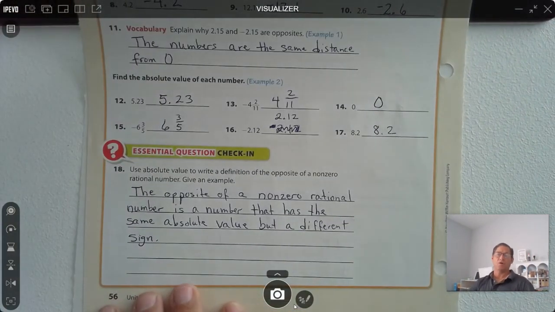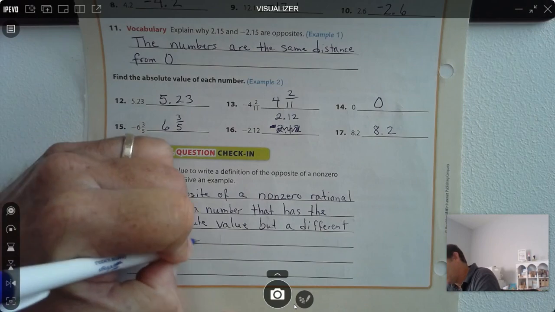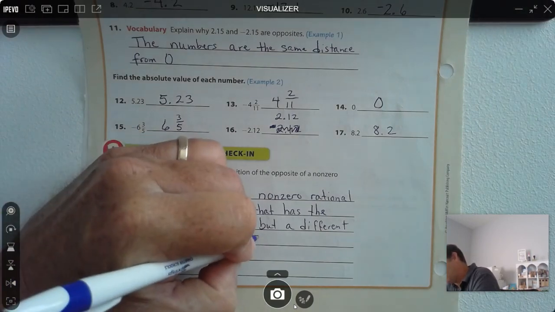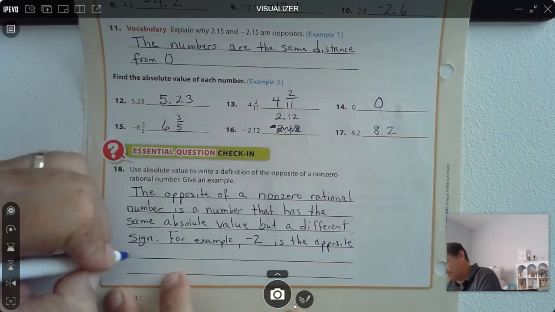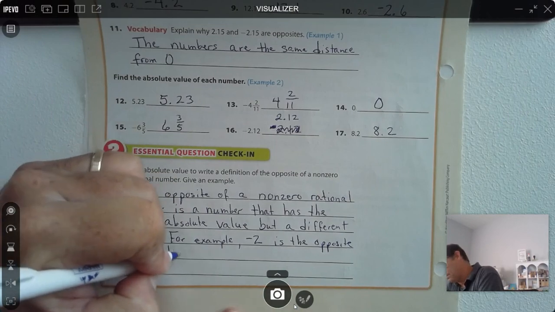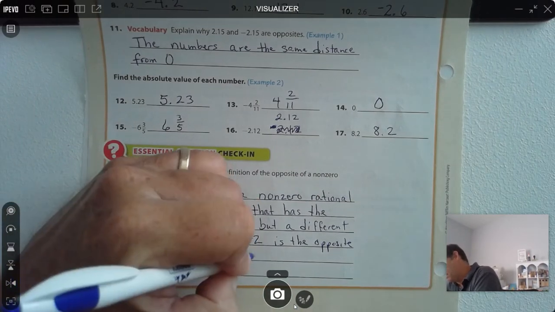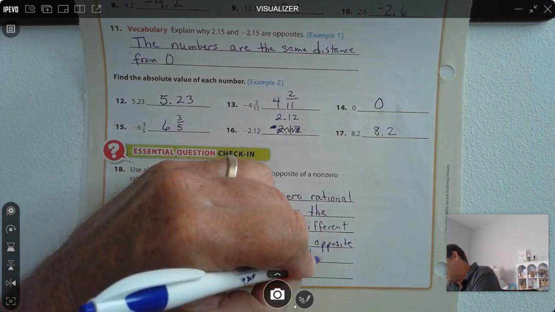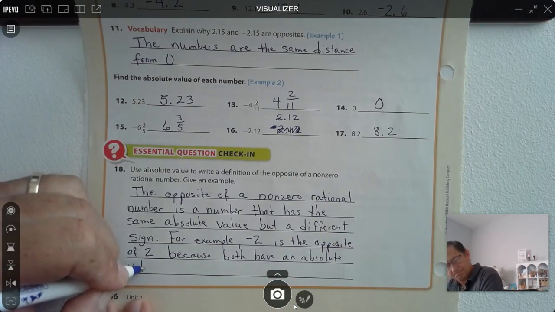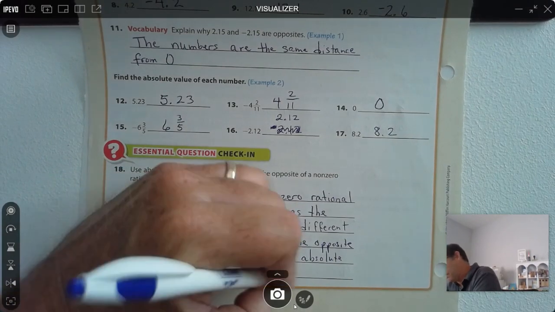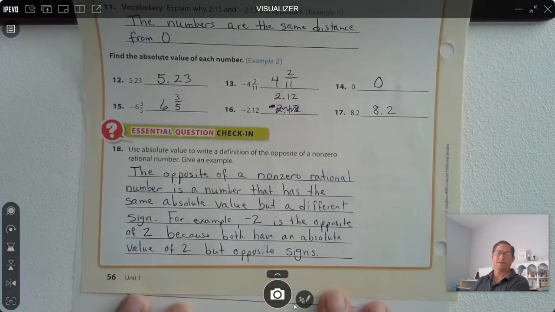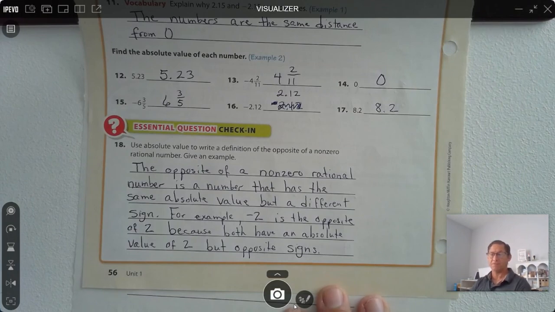So the opposite of a non-zero rational number is a number that has the same absolute value but a different sign. For example, negative 2. Okay, so negative 2 is the opposite of 2 because they both have an absolute value of 2. They have a distance of 2 from 0, but they're opposite signs, right? Negative and a positive.